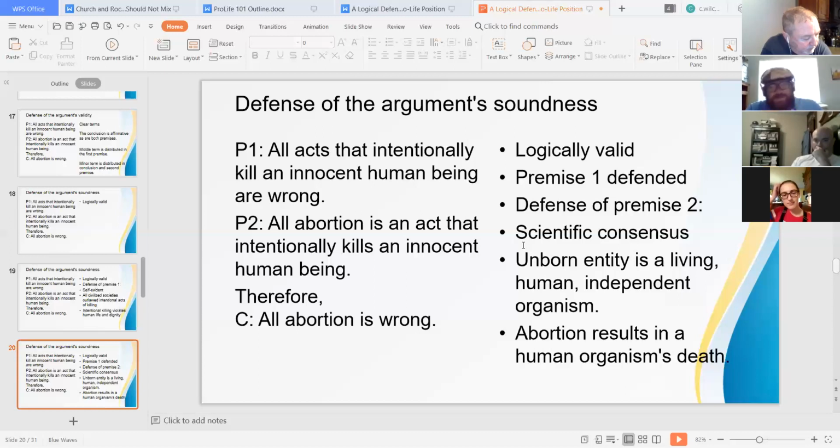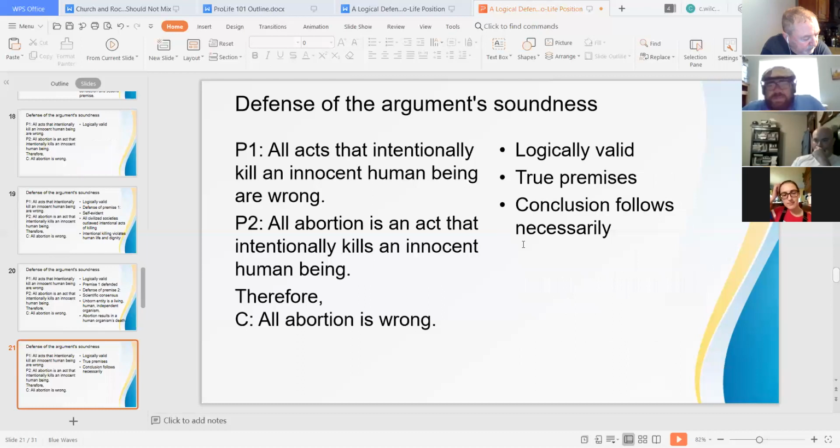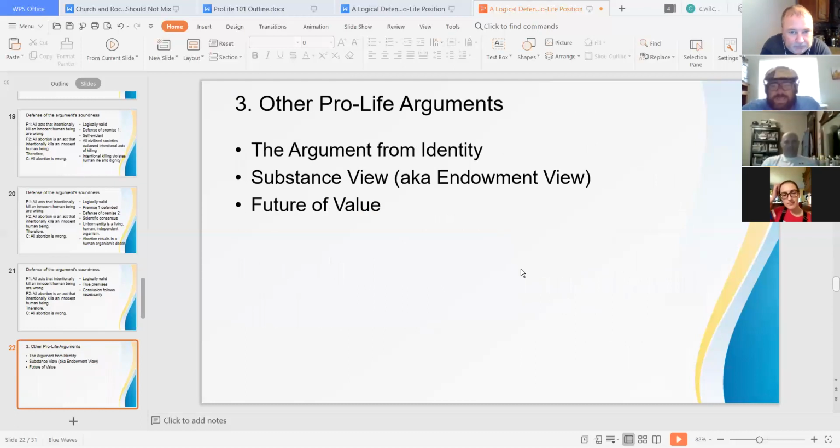So premise two, then, I would say, has been defended as well. All abortion is an act that intentionally kills an innocent human being. So the argument is logically valid. It has true premises, so the conclusion follows necessarily. The argument has been shown to be logically valid, and if my arguments for the premises are correct, logically sound as well.